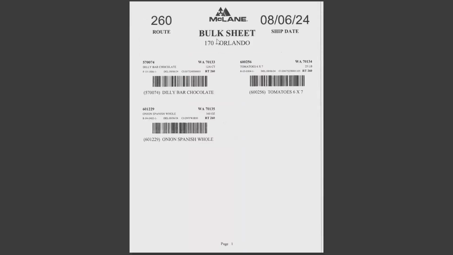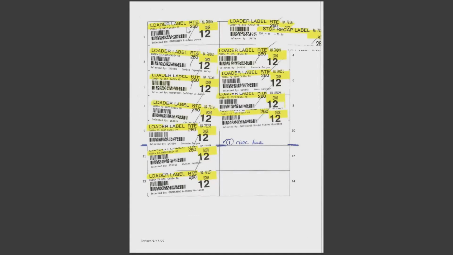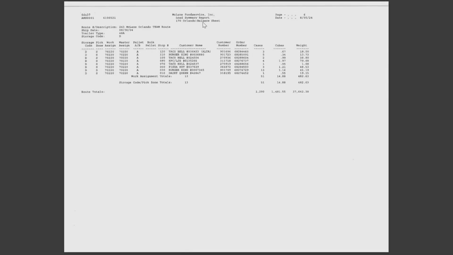Bulk sheet. It'll have your route number, and it'll have the date. Load diagram, which I already went into detail about for the pre-trip. Yardmen take care of that. Load label, we will need to put that in your paperwork. Load summary report, I already went over that. Now, short sheet. You'll have a dry dock sheet as well as the same sheet that looks like this but says cold dock. We'll need both of those.